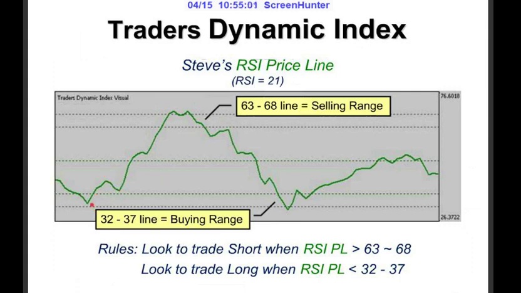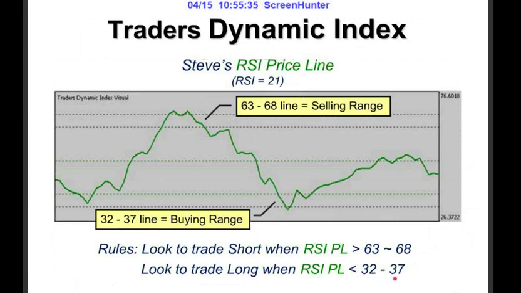Okay? Now, the 32 to the 37, this buying range right down here. So again, you're going to look to trade short when the RSI price line is greater than 63 to 68. If it follows the market structure we're looking for, you're going to look, in Steve's method, to trade long when the RSI price line, along with other aspects of the market, and what you see in the charts, is less than 32 and 37 in that area. Okay?